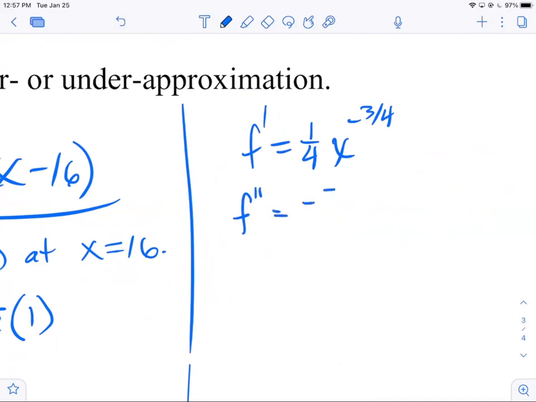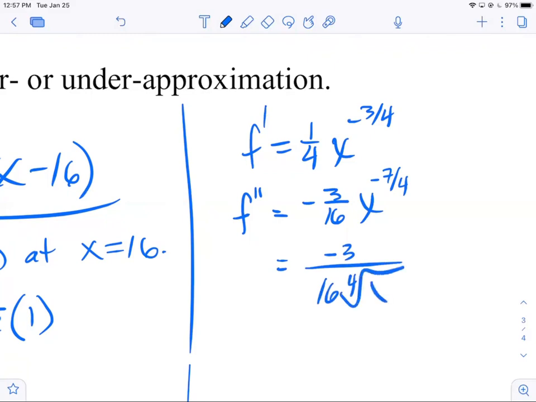Now we'll multiply and we get negative 3/16 x to the negative 7/4, which when we clean that up is negative 3/16 times the 4th root of x to the 7. Unlike the cube root, this one doesn't live for all real numbers. We can only take the 4th root of a positive number. But when x is a positive number, anything greater than 0, what's the sign of the derivative?